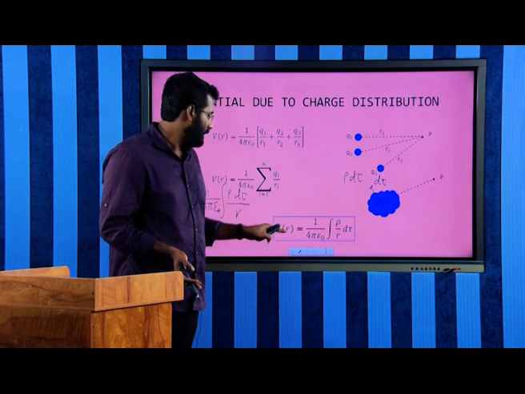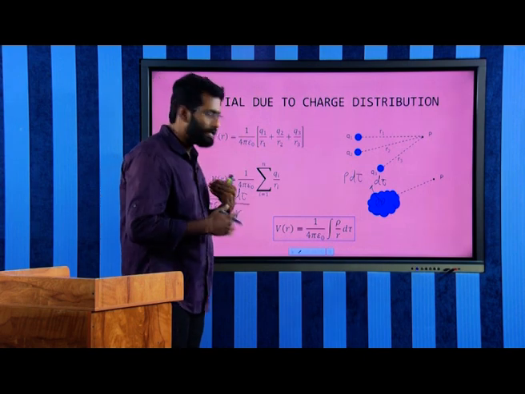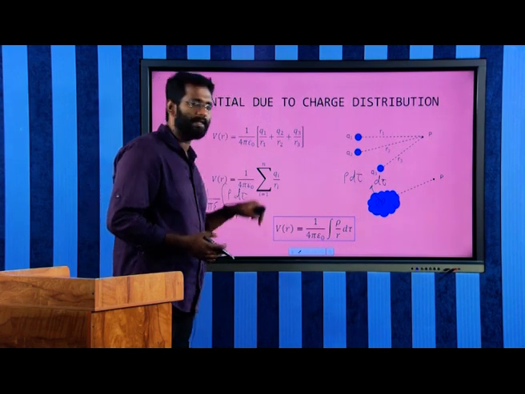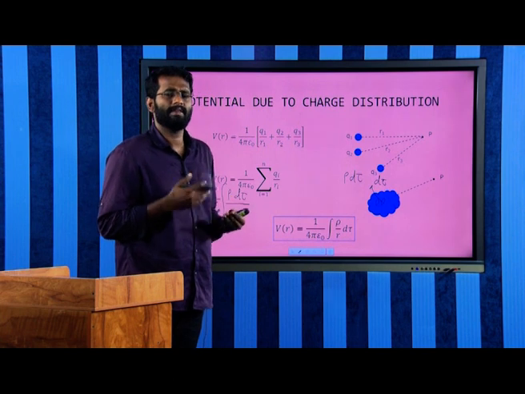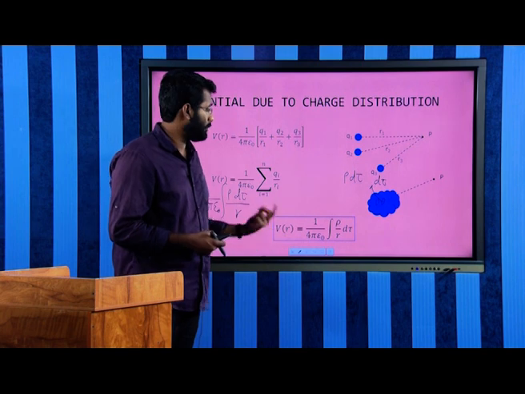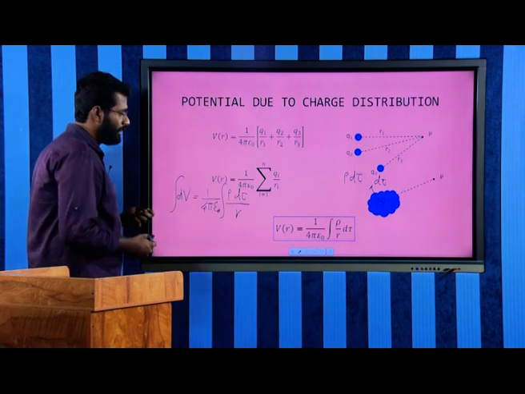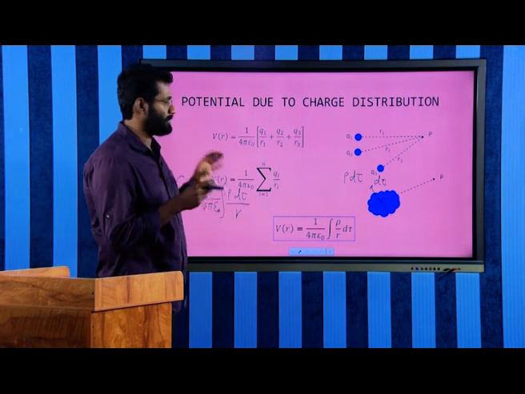So, using this we can find the potential due to any charge distribution. After arriving at the expression for potential, we can simply take the gradient of that, using the relation E is equal to minus del V, to find the final electric field.